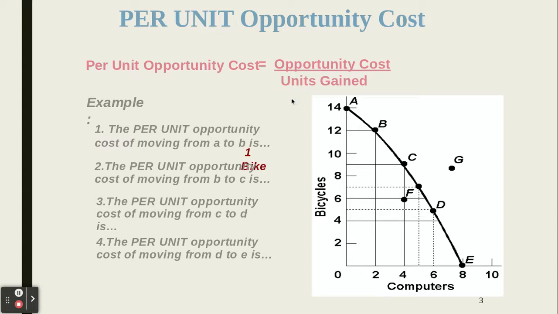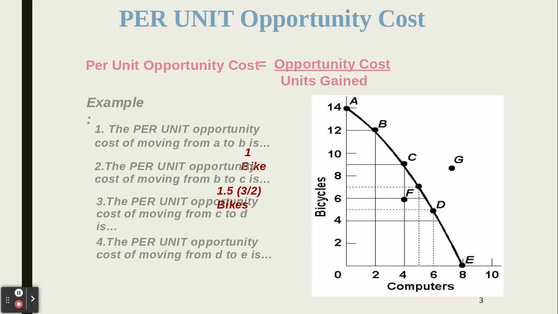Okay, so we take our opportunity cost. How many bicycles did we lose? We lost 2, from 14 to 12. Okay. Then how many units did we gain? Well, we went from 0 computers to 2. So we have a 2/2 fraction, 1 bike. So the per unit opportunity cost from going from point A to point B is 1 bicycle, because that's 1 bicycle per computer added. Okay, so we're going to do the same thing for 2, 3, and 4: B to C, C to D, and D to E.